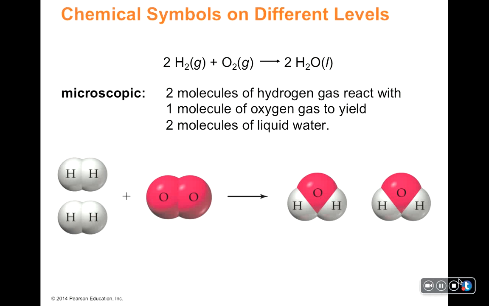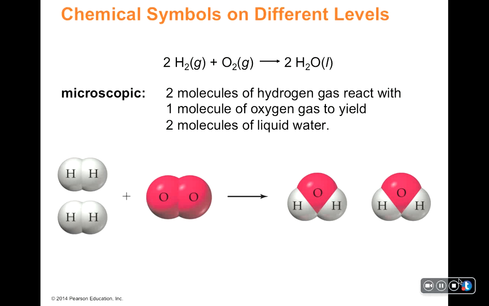So the first section here is on balancing chemical equations. In order to do that, you have to have an understanding of what we mean by writing an equation and what those numbers mean. If you look at it on a microscopic level, you could say, for this example, that you have 2 molecules of hydrogen gas reacting with 1 molecule of oxygen gas to yield 2 molecules of liquid water.